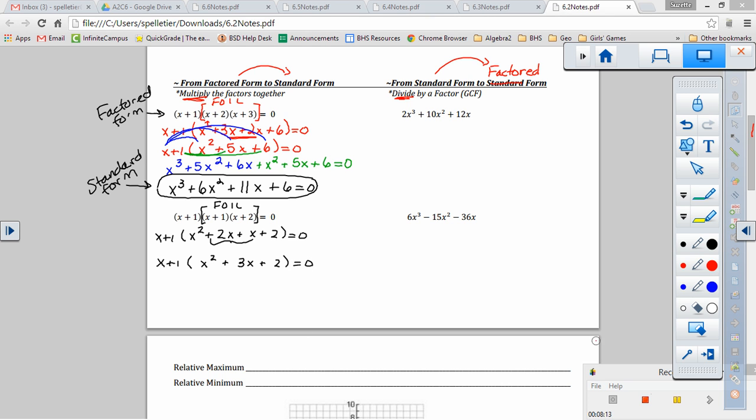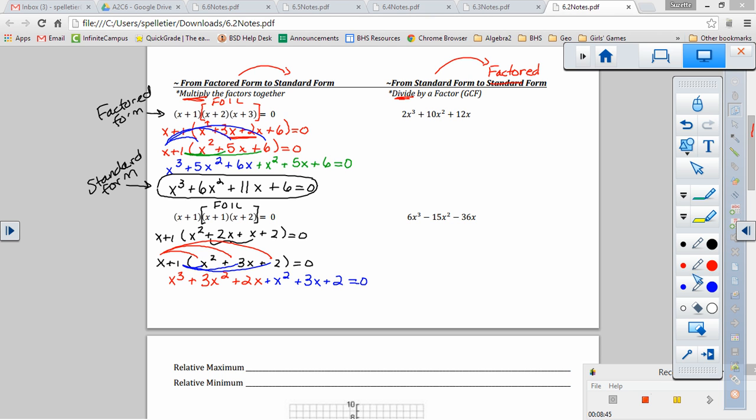Now I'm going to start my distributing. X times all of those. So x times x squared, x to the third. X times 3x is 3x squared. And then x times 2 is 2x. In blue, I'm going to distribute the 1. So 1 times this, 1 times this, 1 times this. So 1 times x squared is x squared. 1 times 3x is 3x, and 1 times 2 is 2.